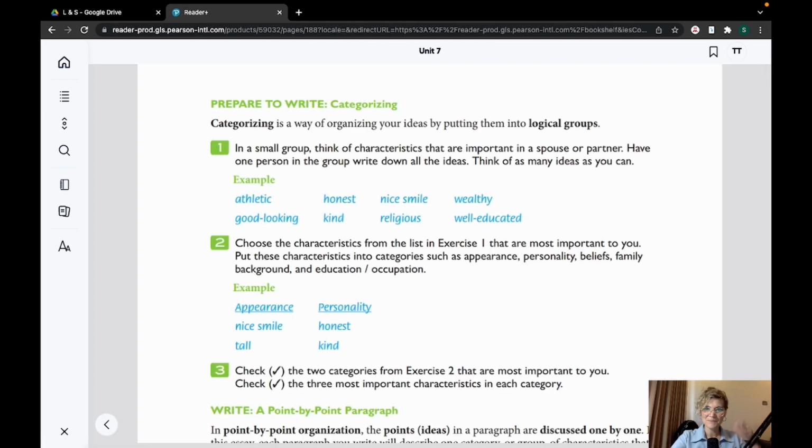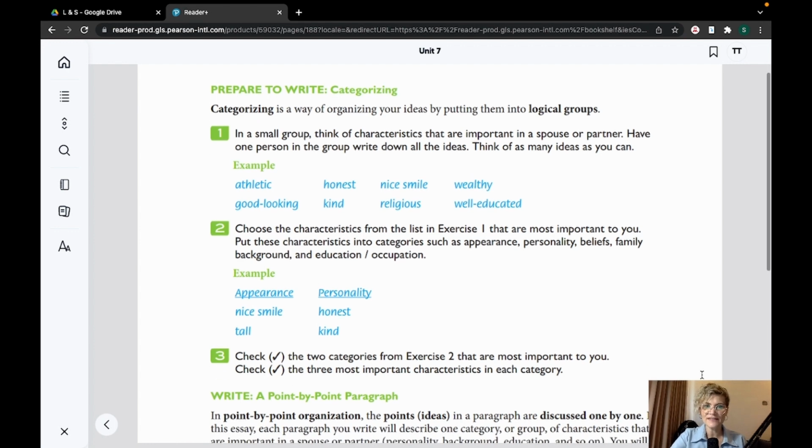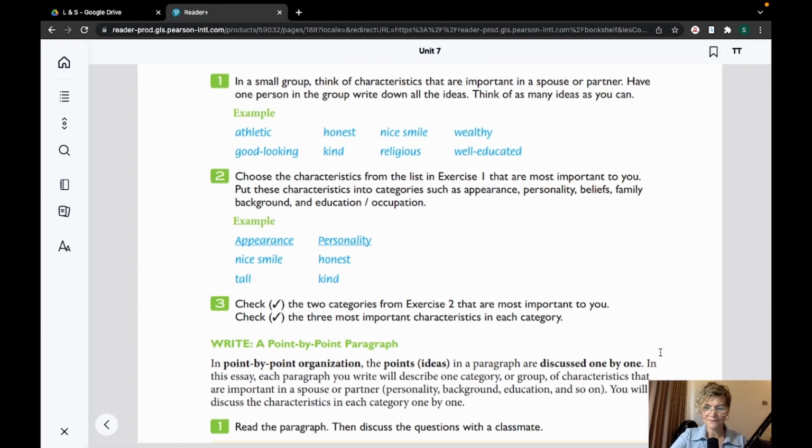That's interesting. Yeah. Okay, so I want to go through these pages for just a bit to make sure that you understand. We always prepare to write by doing our brainstorming, remember? Now, this brainstorm can be done by categorizing. It's a way of organizing your ideas by putting them into logical groups, like bigger groups, and then more specific, smaller groups, and so on. It can help you to figure out what you want to talk about and just know how your ideas can be placed.